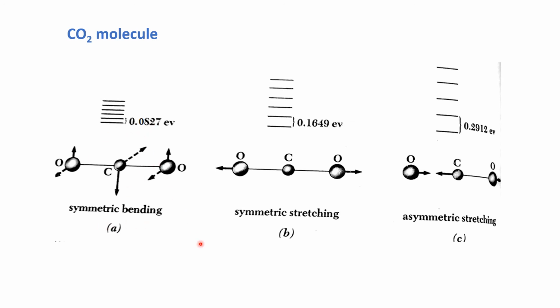That is why in a carbon dioxide molecule you will have 3 energy levels instead of 4, because the 2 bending modes are exactly the same. So they superimpose over each other and give a single energy level.